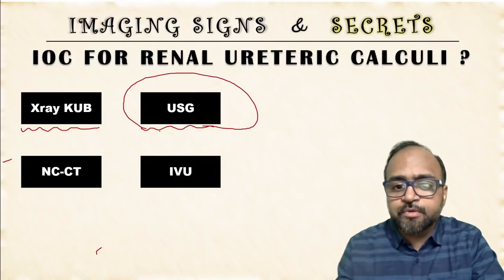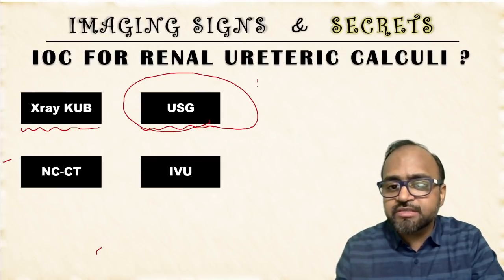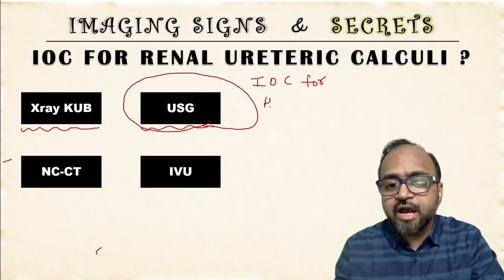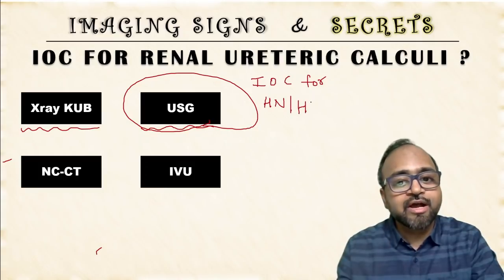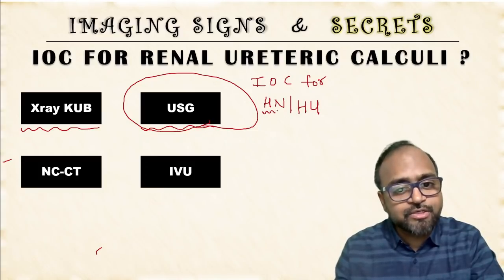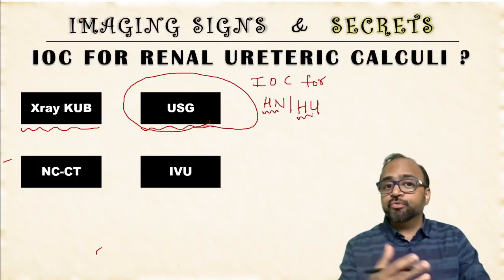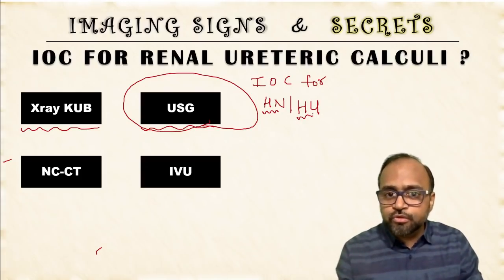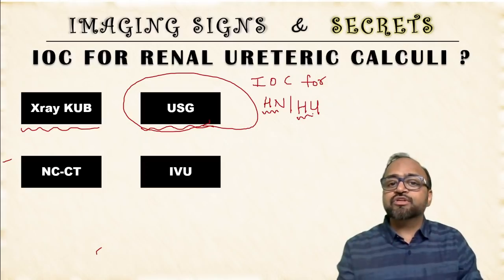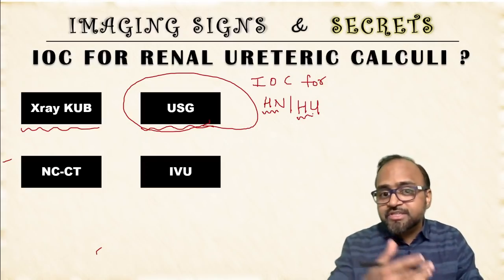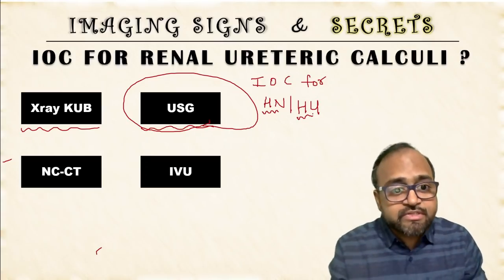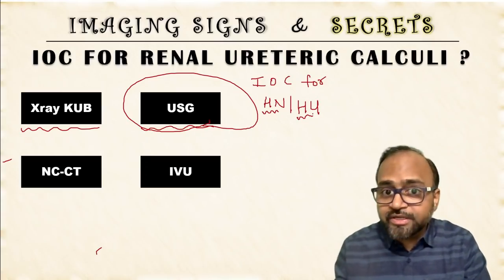In fact, remember, USG is considered to be the investigation of choice for a diagnosis of hydronephrosis or hydroureter. Why? Look at hydro. Hydro means water, right? Fluid. Fluid is the friend of ultrasound. Anywhere in the body you want to detect fluid, what will you do? You'll do ultrasound. So ultrasound is the investigation of choice for detection of hydronephrosis and hydroureter. But I'm asking you here, what is the investigation of choice for renal or ureteric calculi?